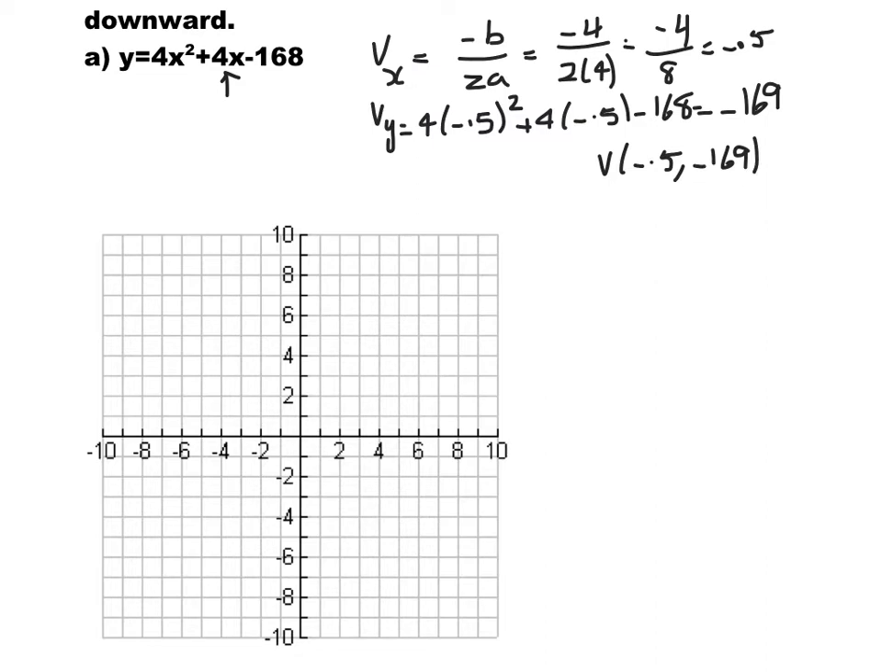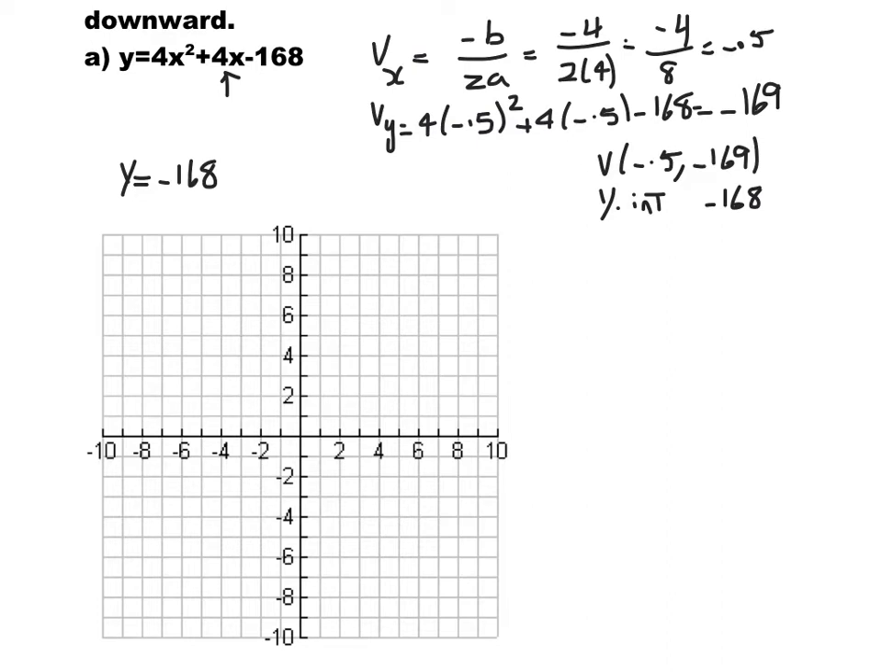That's the vertex. The second one, we are going to find the y-intercept. The y-intercept is when x is equal to 0. So let's evaluate y when x is 0. We get 4 times 0 squared is 0, plus 4 times 0 is 0, minus 168. So the y-intercept is the constant, which is minus 168. Now the only thing you have to find is the x-intercepts. To do that, we are going to try factoring. Hopefully it's going to work.